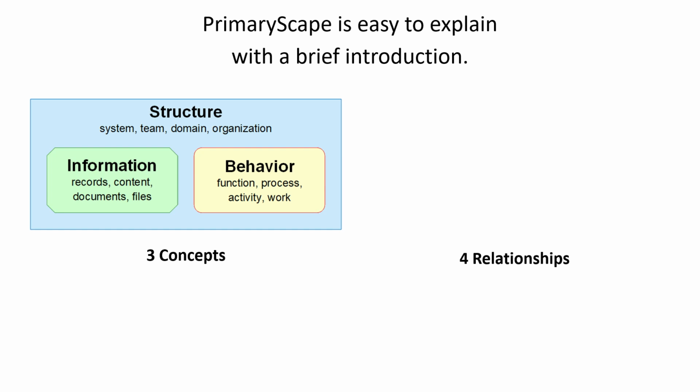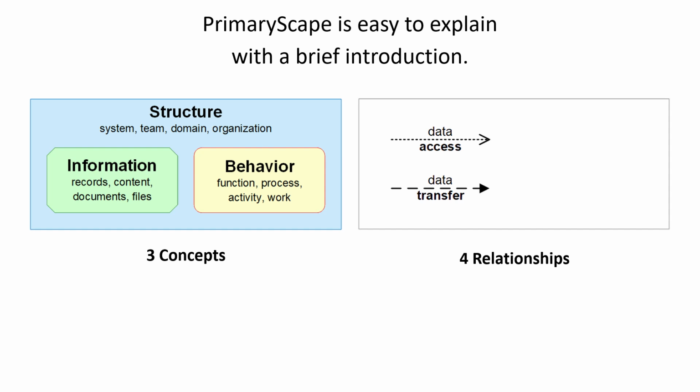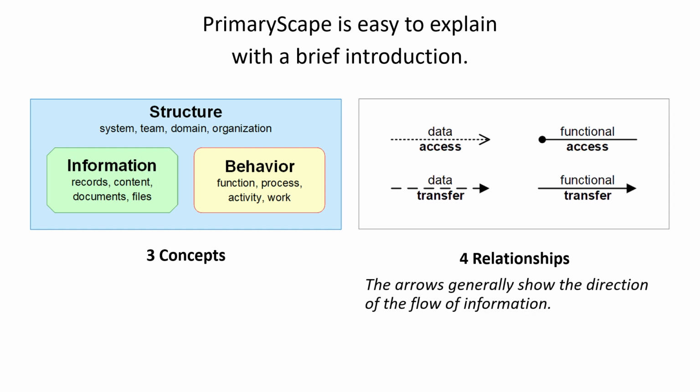There are four types of relationships: data access and data transfer, functional access, and functional transfers. The arrows generally show the direction of the flow of information, and we'll go into more details about these relationships later. Information and behavior are realized in structures.